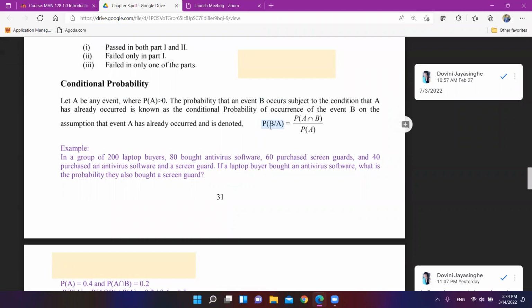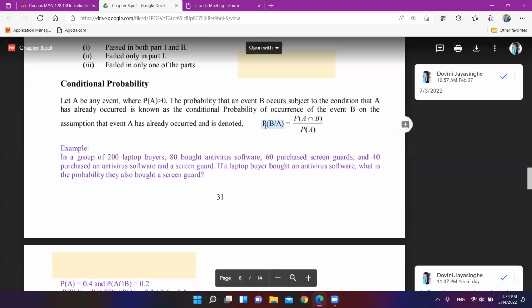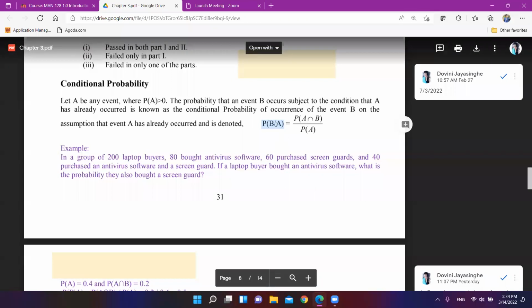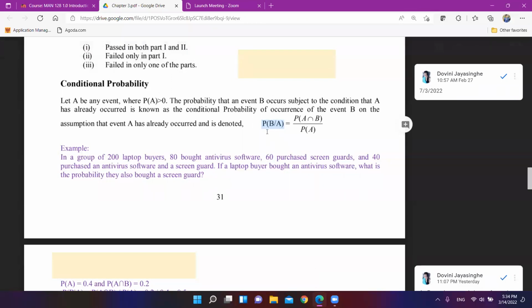So this is a small thing that you have to correct in this notation. This line should be a straight vertical line. This is not division. This is B given A. That is how you read it. B given A. Otherwise, you can say B is conditioned on A.